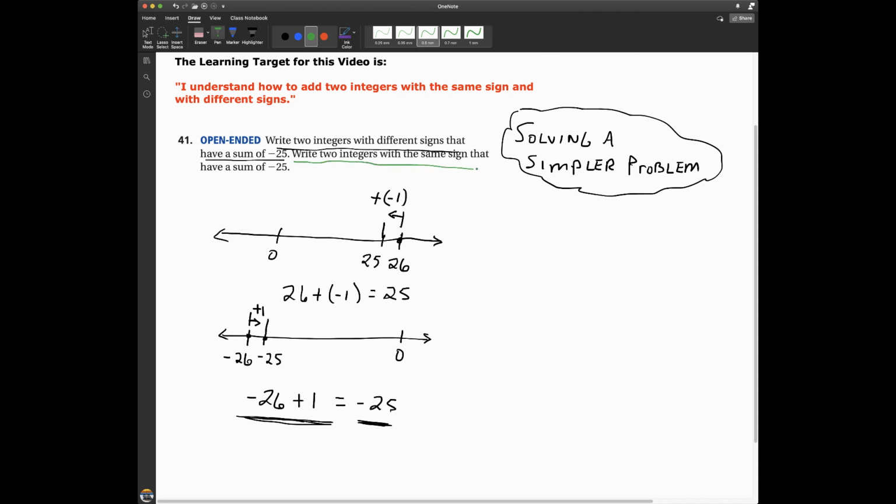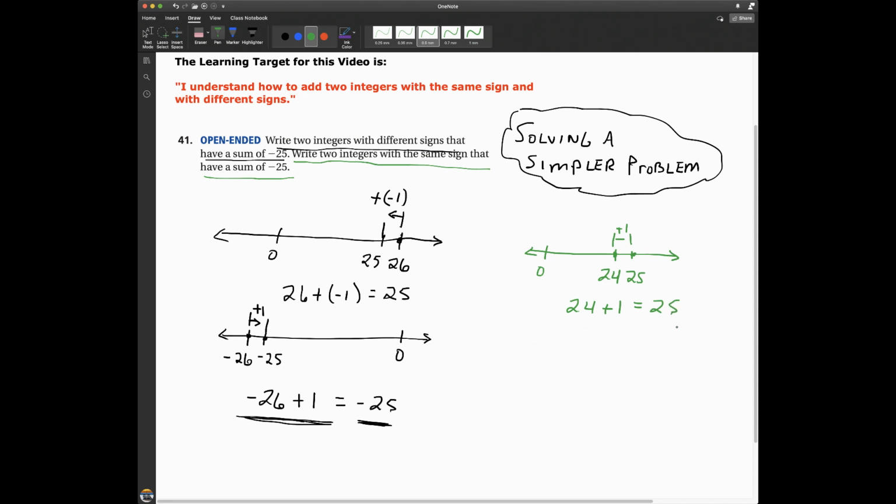Write two integers with the same sign that have a sum of negative 25. So again, I could do that same kind of work here. Here's my number line. Let me go out to the number 24, right? And what am I going to do? I'm going to add 1 to get to where I need to be, which is 25. So this is the simpler problem, and you already know this one. It's 24 plus 1 equals 25.